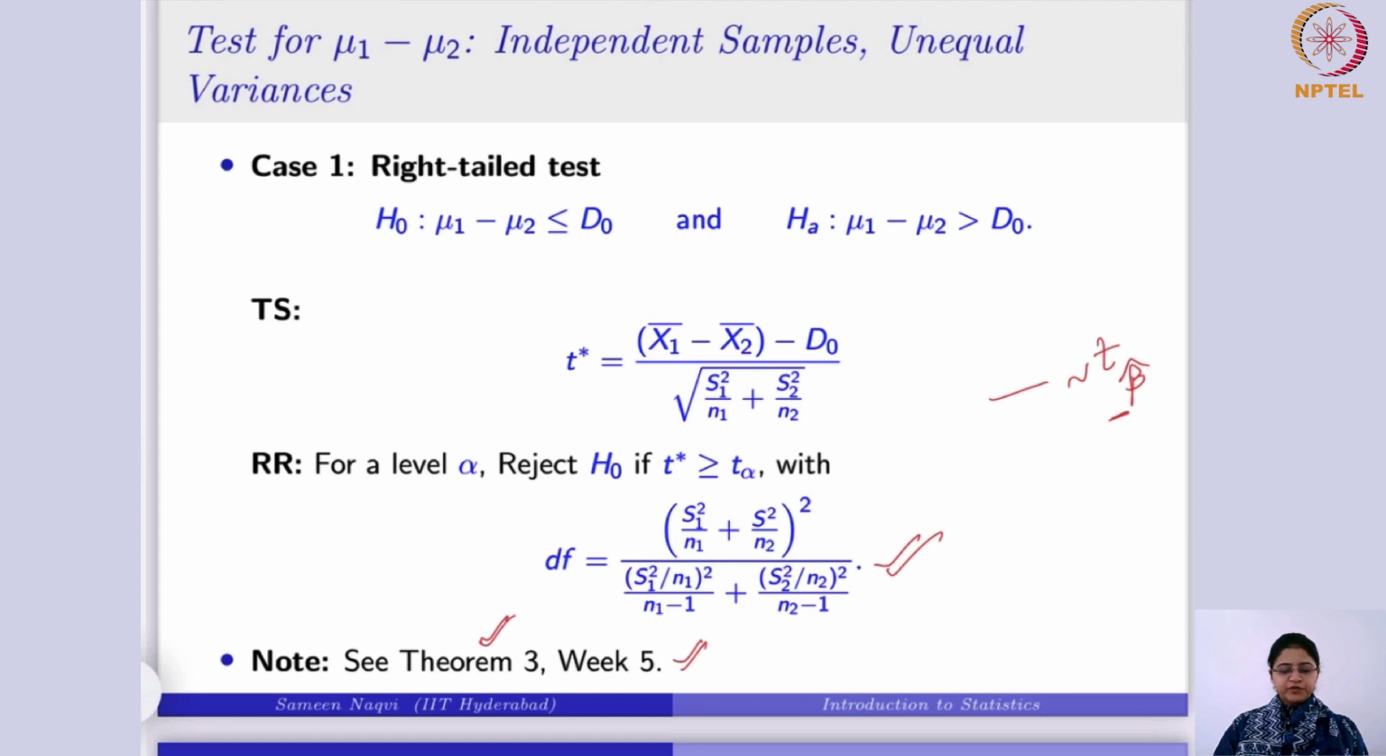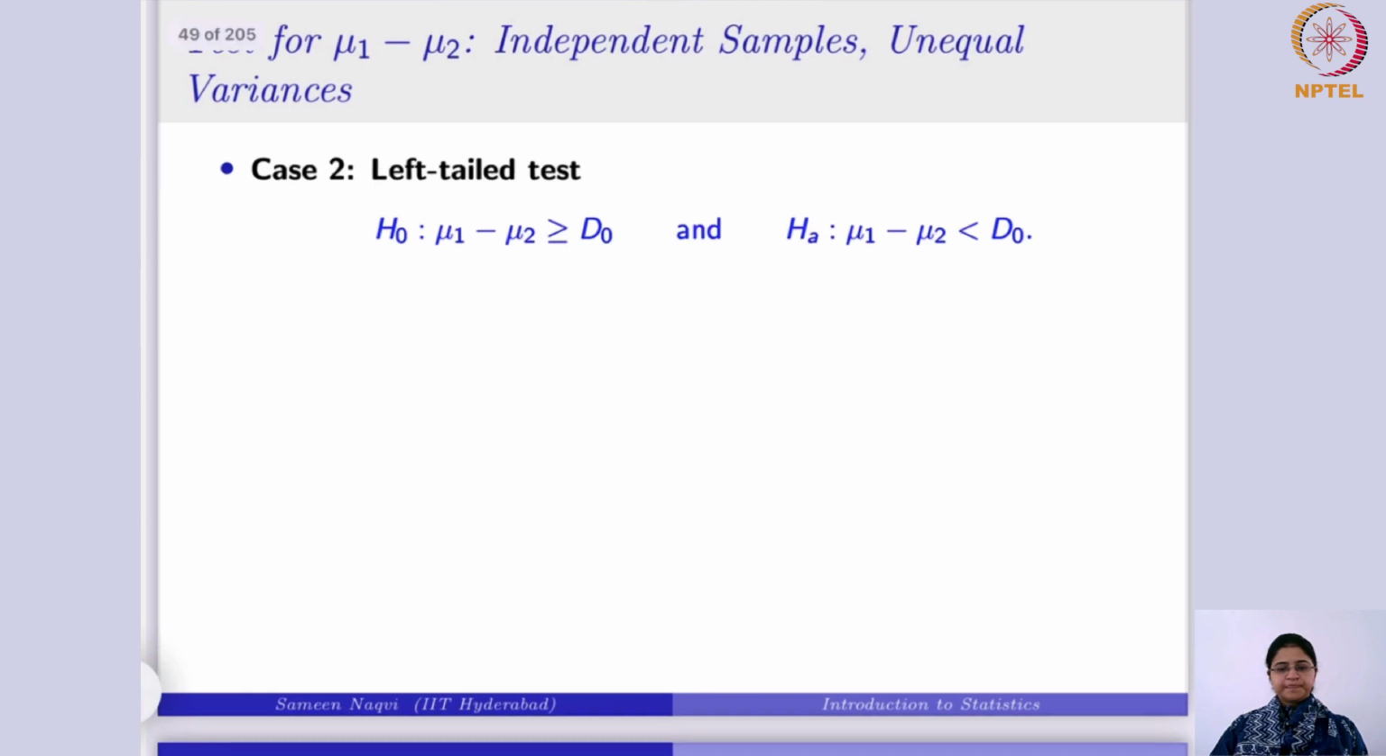So here we are going to reject the null hypothesis if this t star, that is the test statistic you have calculated, is greater than or equal to this critical value. Okay, so you will reject the null hypothesis if it is greater than that, obviously because it would align with your alternative.